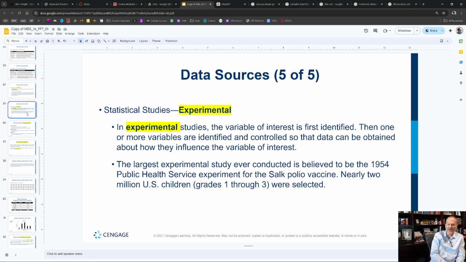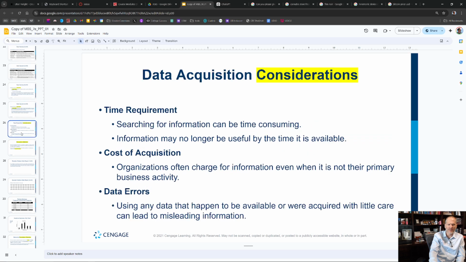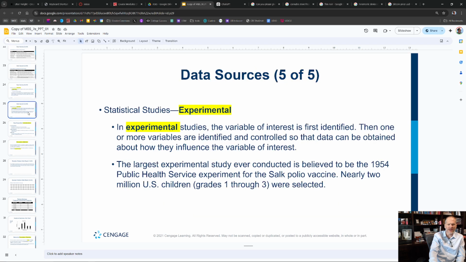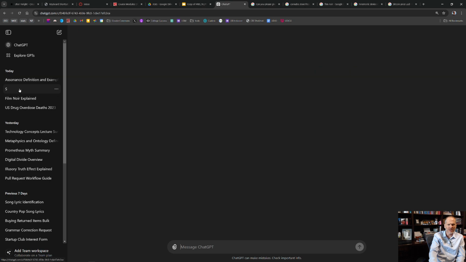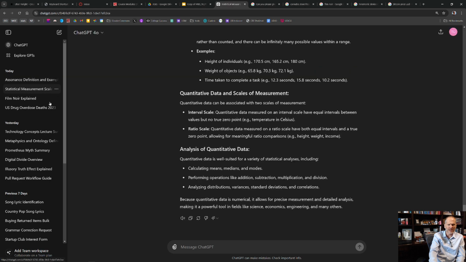For the polio vaccine, nearly 2 million children were selected. So you actually create an experiment, you have the variable of interest, and then you look at how different variables influence your variable of interest. So, data, and you know what, let's clarify that. Experimental versus observational. So again, we're in our statistical conversation here, so I'm clicking back on this chat.